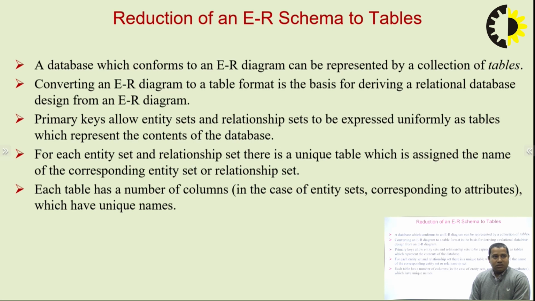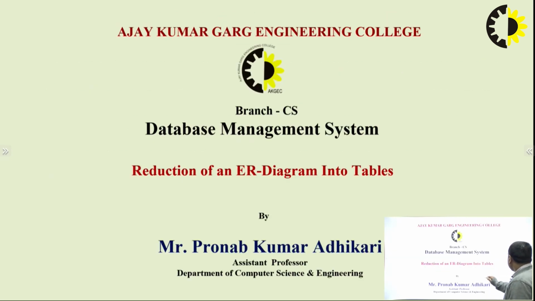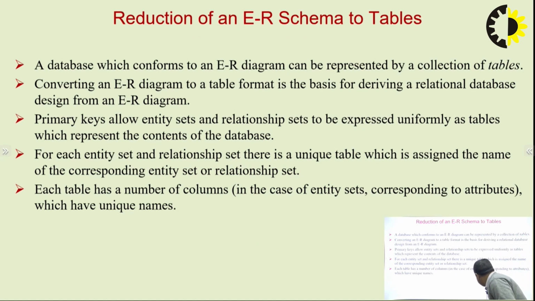So basically, the primary keys allow entity sets and relationship sets to be expressed uniformly as tables, which represent the contents of the database. For each entity set and relationship set, there is a unique table which is assigned the name of the corresponding entity set or relationship set. Each table has a number of columns. In case of the entity sets, corresponding to the attributes which have unique names.